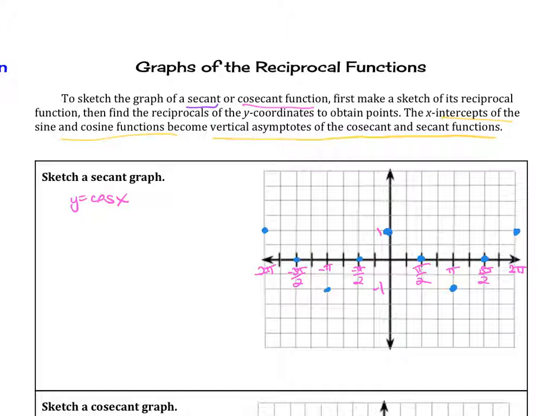So at the x-intercepts, they are undefined. Just think about evaluating secant of pi over 2. So just think about 1 over cosine of pi over 2. Cosine of pi over 2 is 0. And so notice that it's undefined at that point. So all of these become our vertical asymptotes. So just draw it.